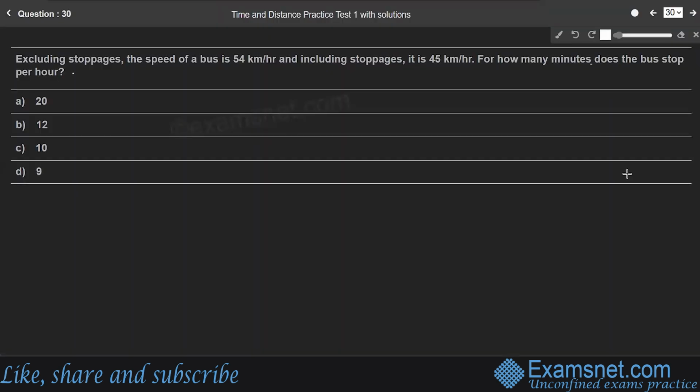Question number 30. Excluding stoppages, the speed of a bus is 54 km per hour and including stoppages, it is 45 km per hour. For how many minutes does the bus stop per hour? Before that, we have to find the time spent on stoppages. What is the time spent on stoppages? Depending on that, we can find how many minutes the bus stops per hour. First, we need to find the time spent on stoppages.